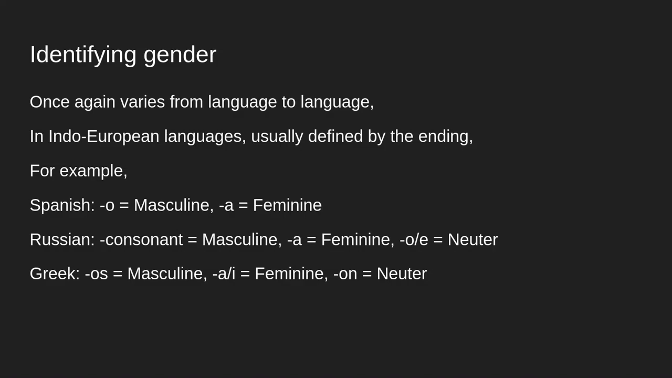One thing to note, however, is that if you look at our other two examples, Russian and Greek, there's a third gender. So they have neuter genders. So in other languages, there can be more than 3 genders even. I think Swahili has like 17. So, yeah. In Spanish, it's pretty easy. Russian and Greek, a little harder. And then there are languages like Swahili with like 17.